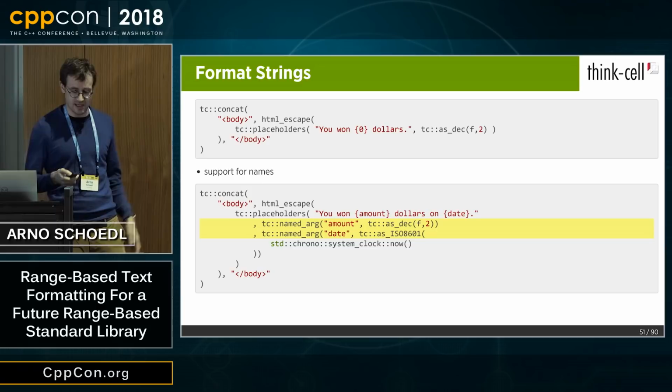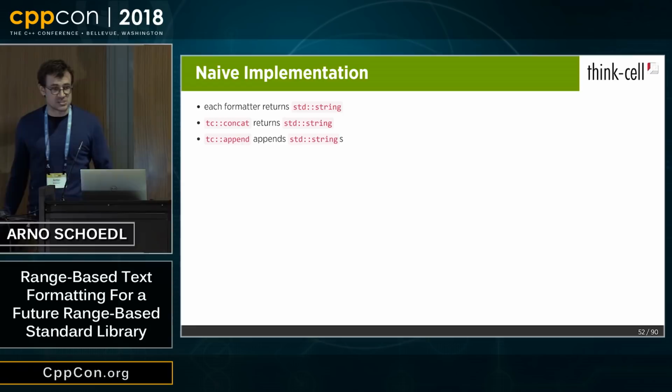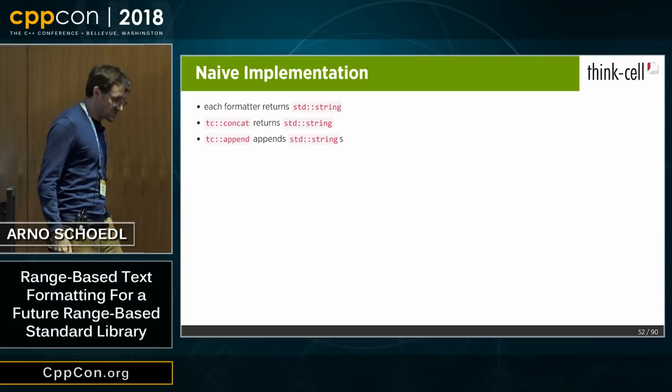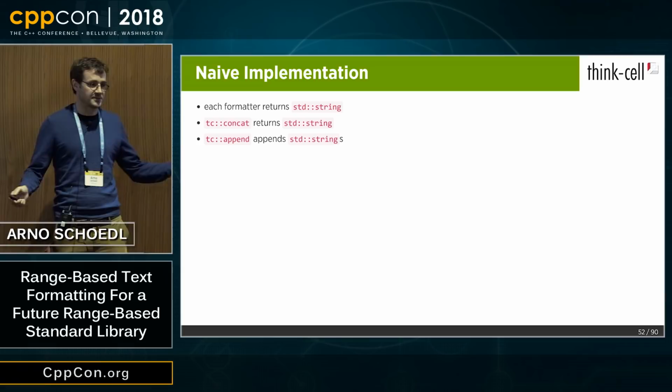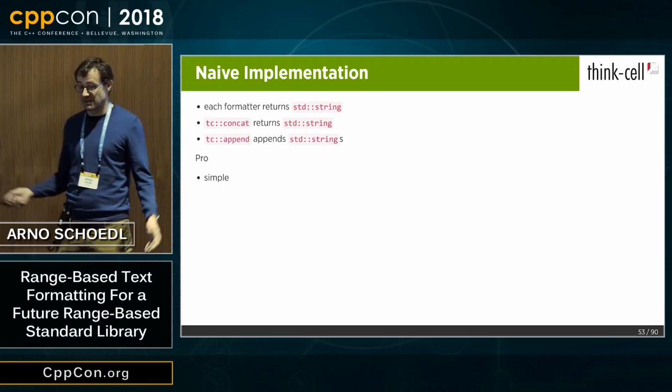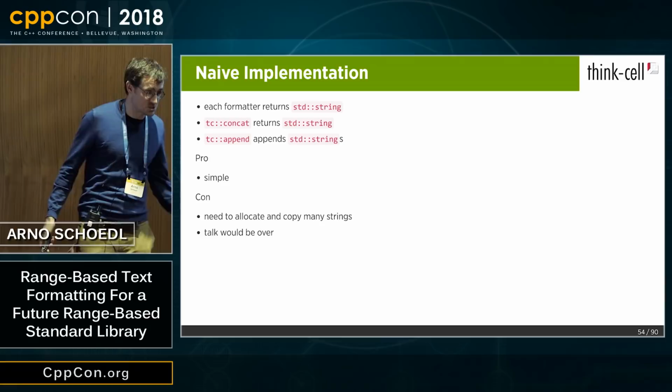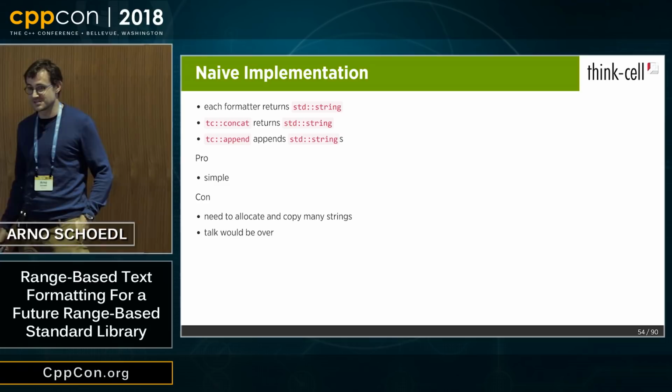Now, how would you implement that? An easy way to implement it would be that each formatter just returns a string, and concat just concatenates strings, and the append just appends strings. Well, it's good because it's simple. It's not so good because, again, we need to allocate all these strings. So we don't want to do that. And also the talk would be over, and we're still just 20 minutes into the talk.